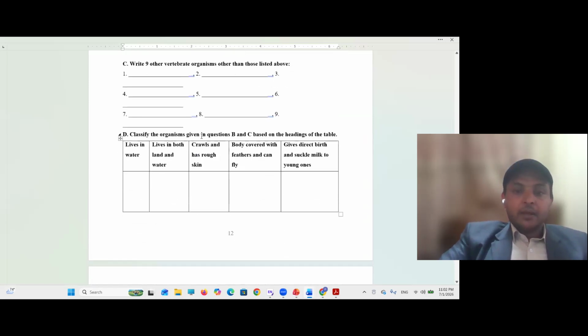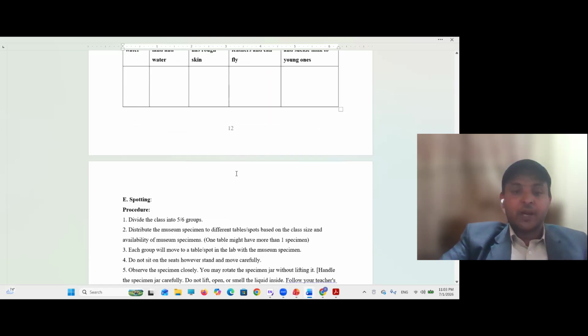And in number B and number C, they have listed different organisms. In number D, they will classify these organisms into different groups like the organism that lives in water, that lives in both land and water, the organism that crawls and has rough skin, the organism whose body is covered with feathers and can fly, the animals which give direct birth and supply milk to young ones. They will classify like this.